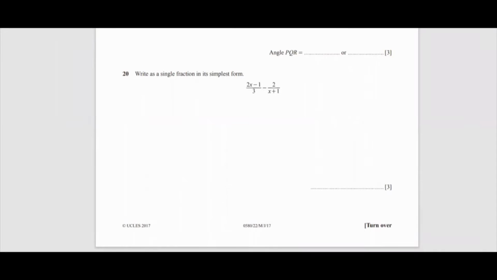Let's start. Write as a single fraction in its simplest form. In this case, you have two fraction parts. You need to do the cross multiplication. If I do the cross multiplication, what will I get? Let's write down here: 2x minus 1 multiplied with x plus 1, and then 3 multiplied with 2, but I have a minus here, so minus 3 times 2, 6.